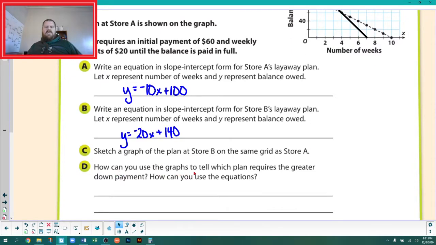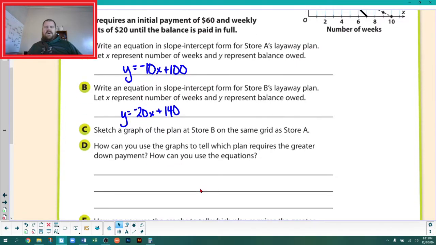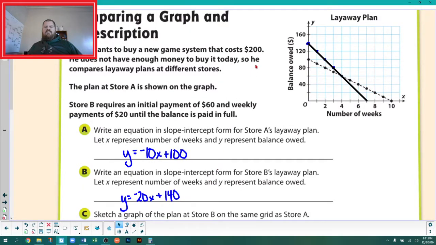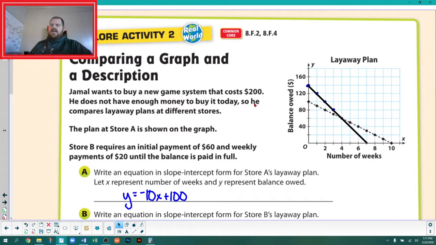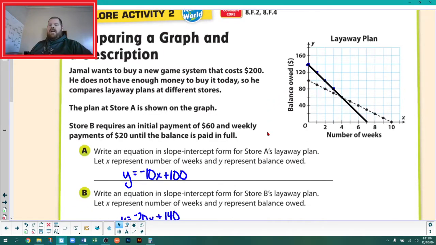How can you use the graphs to tell which plan requires the greater down payment? And how can you use the equations? Okay. So I guess it really doesn't matter. The 200 in this case is the driving force behind this. The initial cost was $200. So for both of these graphs, they're a little bit odd in the sense that they would really start up here at $200, but right away they're taking jumps down to 140 and 100. So they just have to jump right down right away because that's the down payment that you have to pay.